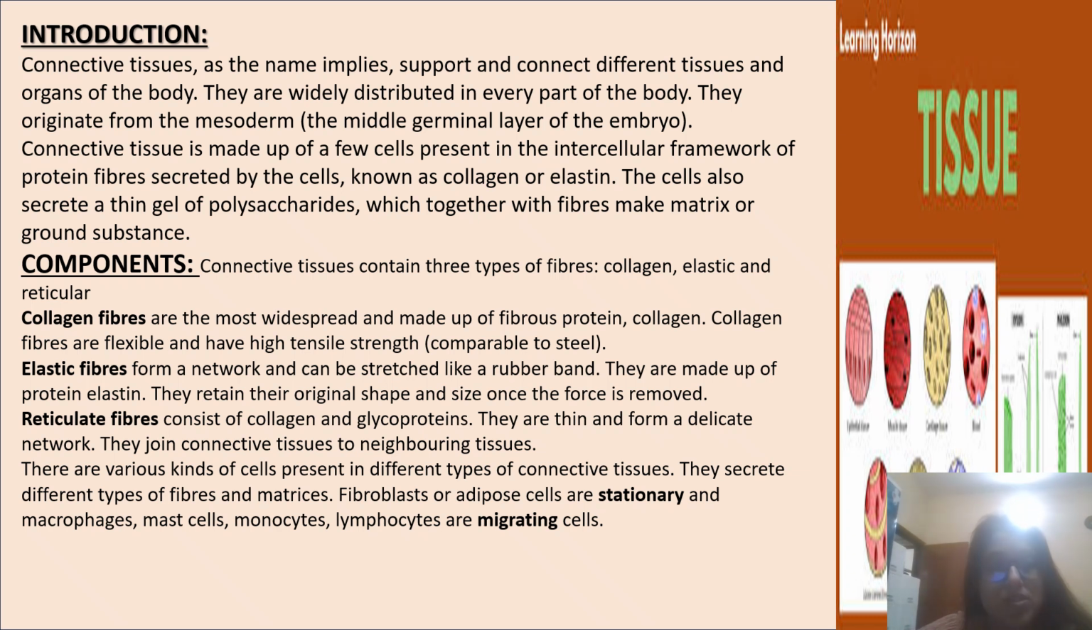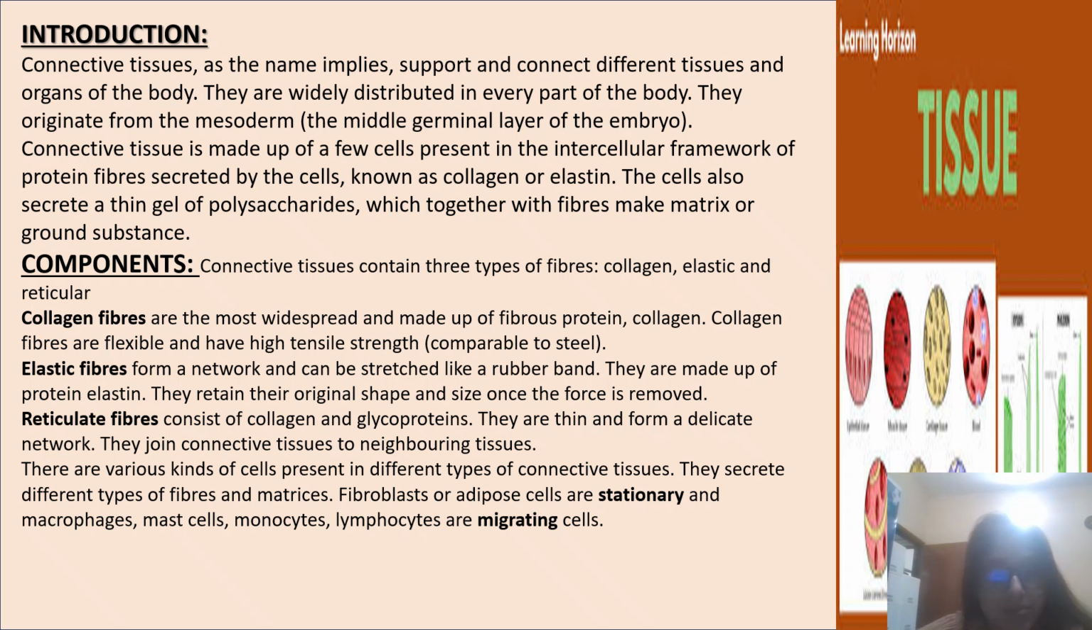Next, collagen fibers. Collagen fibers are the most widespread and made up of the fibrous protein collagen. Collagen fibers are flexible and have high tensile strength that is comparable to steel. Next, elastic fibers form a network and can be stretched like a rubber band. They are made up of the protein elastin. They retain their original shape and size once the force is removed.